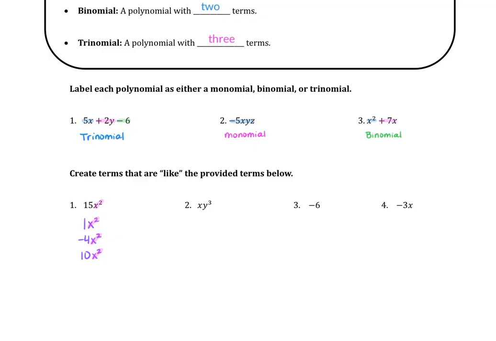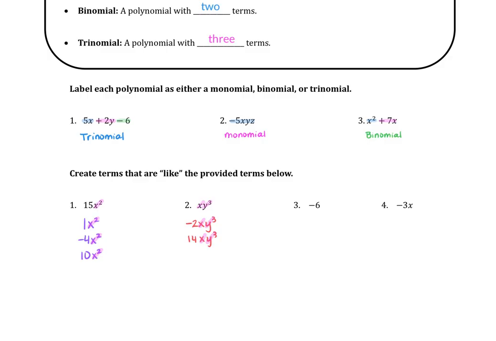All right, for number 2, any like term that I want has to have an x to the first power and a y to the third power. So a couple of examples of this could be, let's say, negative 2xy cubed, or I could say 14xy cubed. Again, for it to be a like term, it has to have that xy cubed. Anything that has that is a like term.